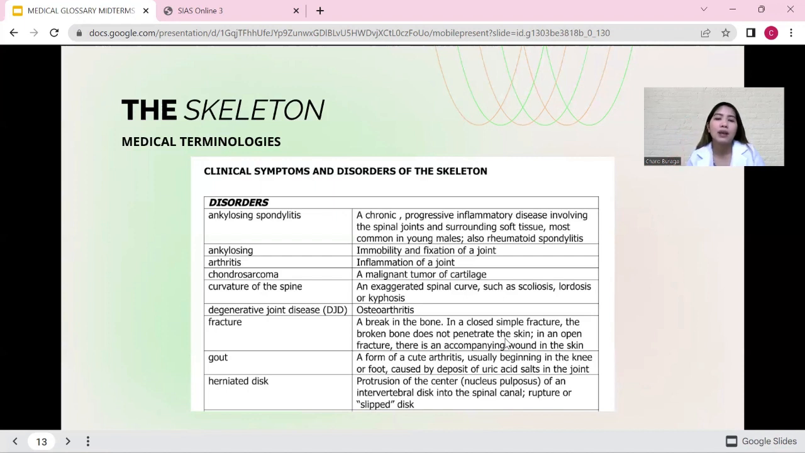Gout, ibig sabihin, arthritis, it is caused by arthritis. So, nagkakaroon tayo ng deposit of uric acid sa mga joints, kaya nagkakaroon ng gouty arthritis. Herniated disc, ibig sabihin pag herniated, lumabas. Dito sa disc, kumbaga may disc na ganyan, nag-herniate, lumabas. Yung ibang, nag-protrude dun sa disc. So, that is herniated disc. Protrusion of the center of an intervertebral disc into the spinal canal, or the rupture, or what do you call, slip disc.